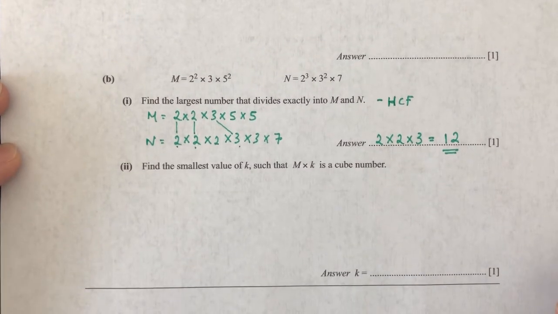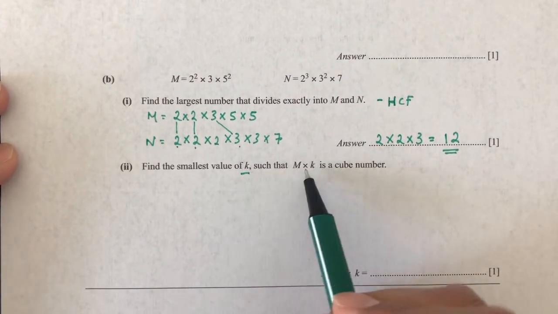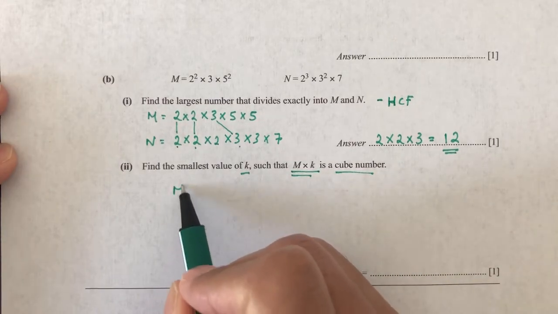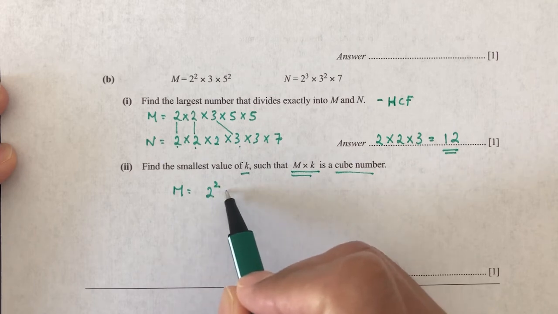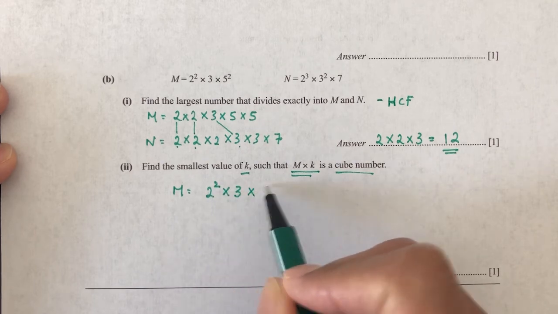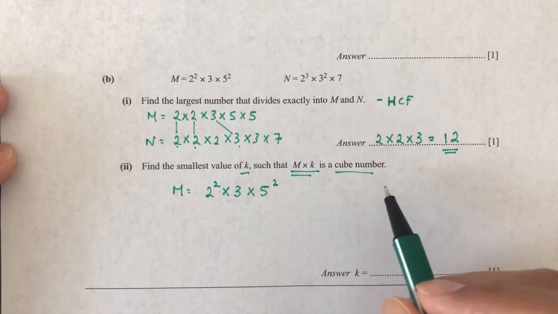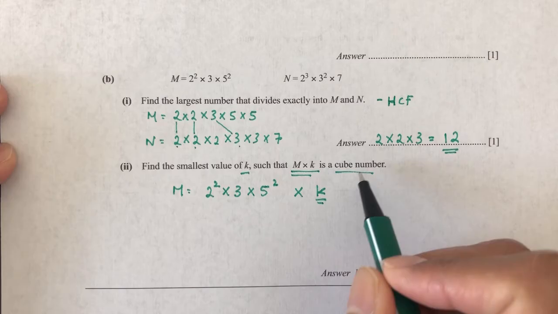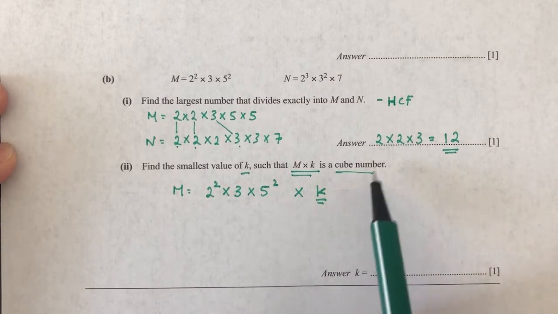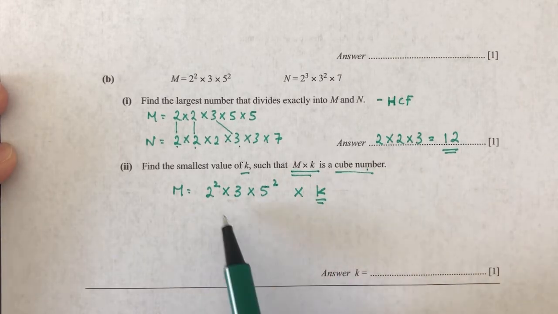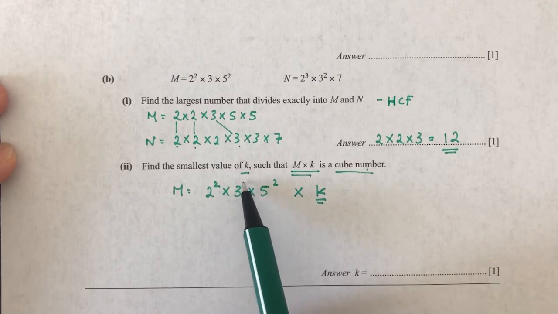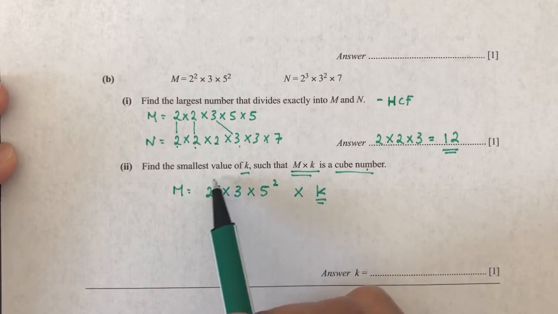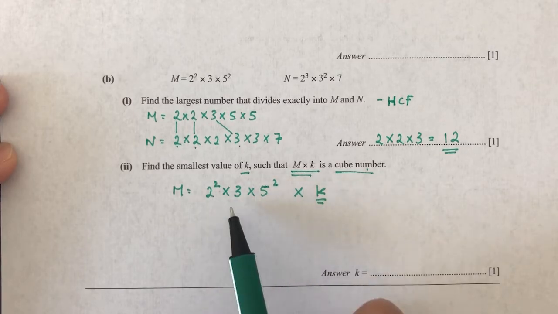So now part 2, find the smallest value of k such that m times k is a cube number. So what is m? M equals to 2 power 2 times 3 times 5 power 2. So now we have to multiply this number by some number k, so it becomes a cube number. So for me to know a number is cube, the power must be divisible by 3. So here, what can we do to make the power become divisible by 3?